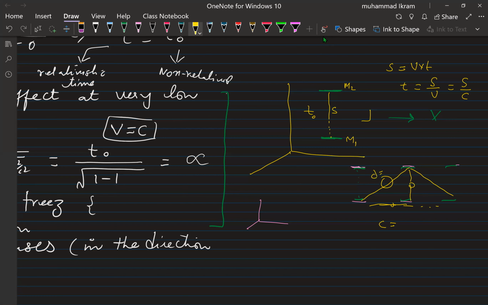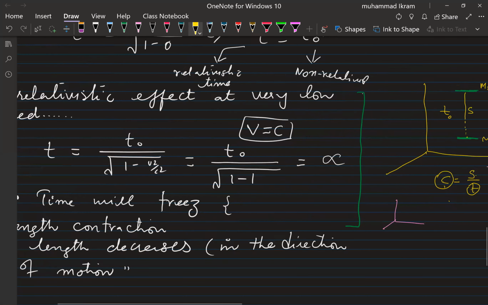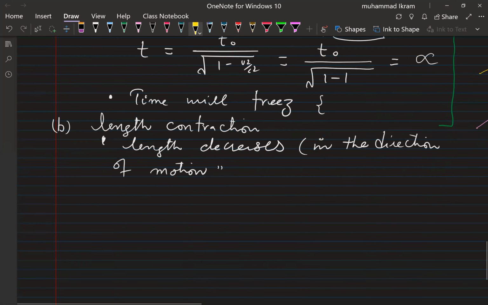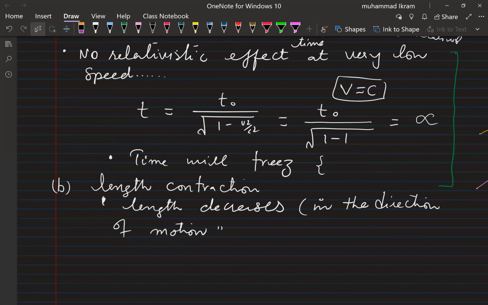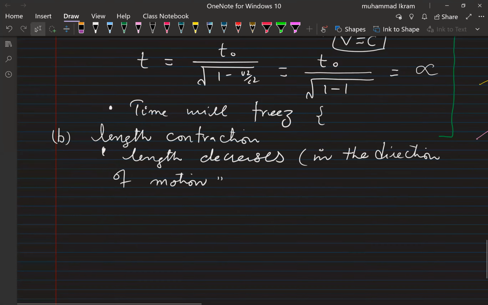So if the distance is greater, in order to keep the same speed, c is equal to S by T. So in order to keep the speed constant, if the distance is longer, we cannot do anything with the distance right now. So what will happen? Time must be dilated. If the distance increases, time must increase to keep the speed of light constant, right? So this is what it results in. It is because of this effect that time is dilated to keep the speed of light constant. Why? Because it is a universal fact.